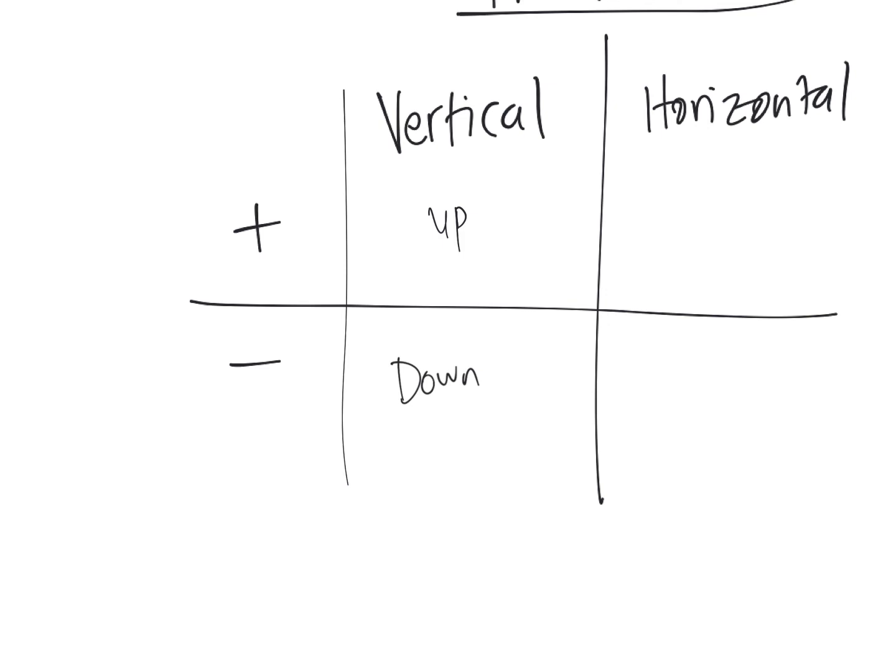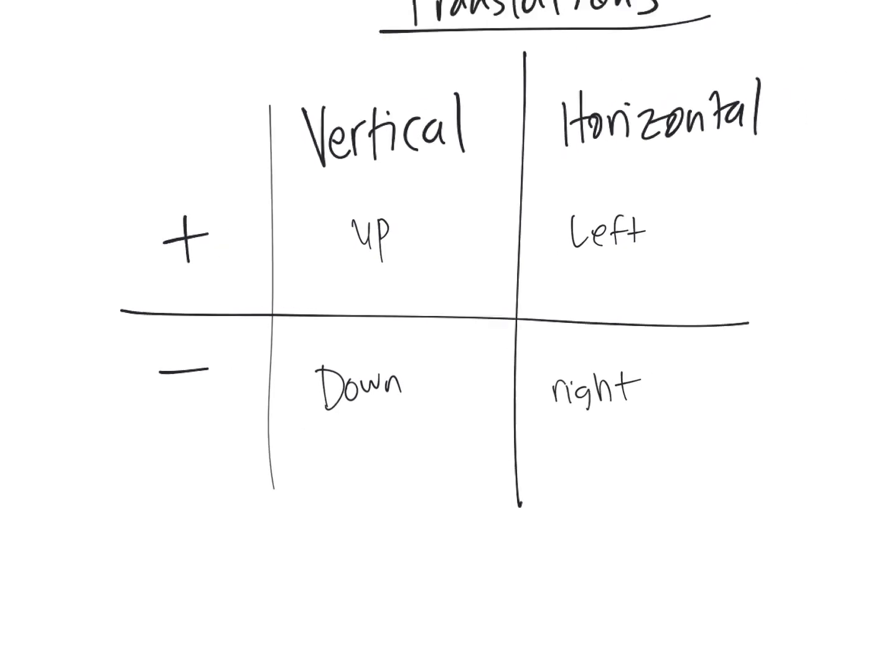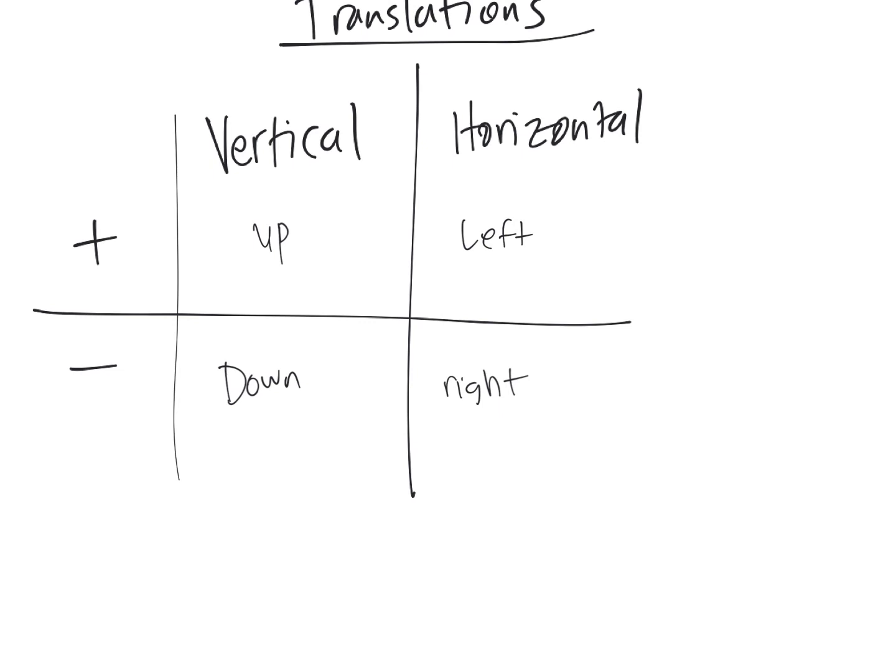And horizontal is the opposite of the sign. So like addition, typically you might think it moves something right, but actually addition moves our function left, and subtraction moves our function right. Okay, so this would be a really good chart for you to remember. The only real trick to it is that horizontal is the opposite way of the sign.